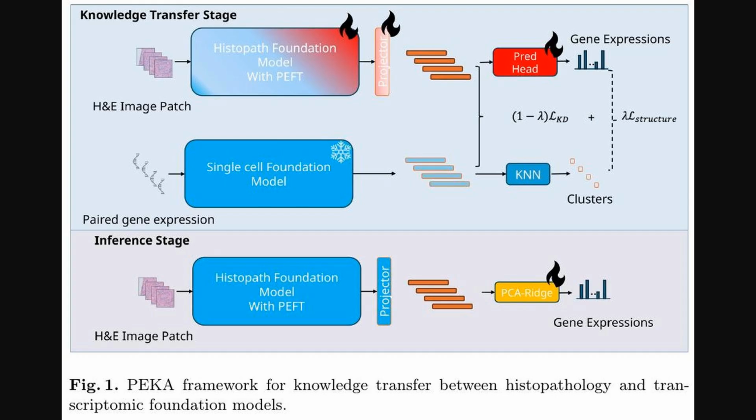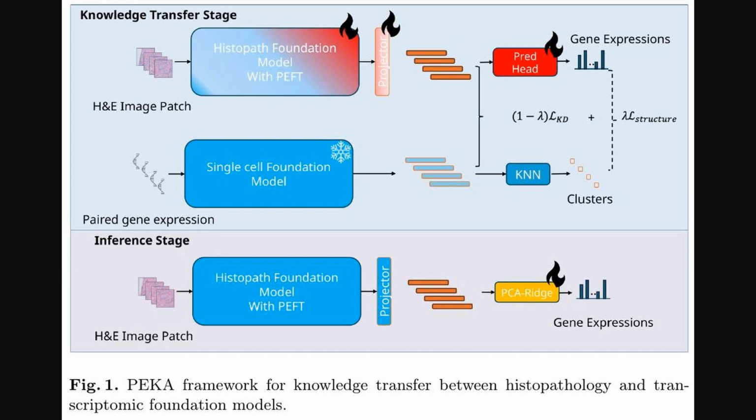The challenge is that image models, even big foundation models, are great at seeing morphology, but often struggle to infer the underlying molecular signals. There's a sort of domain gap. And fully fine-tuning these huge models to bridge that gap takes massive computational resources. So the authors propose a new framework called PEKA, which stands for Parameter Efficient Knowledge Transfer.